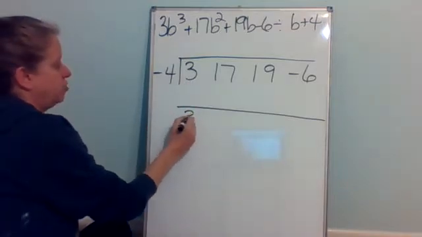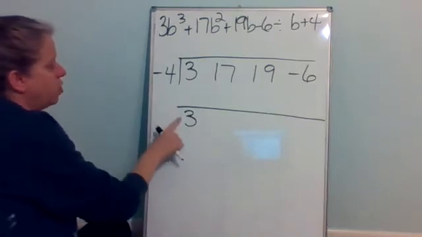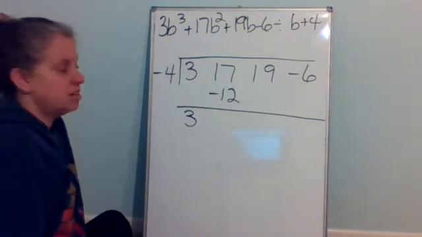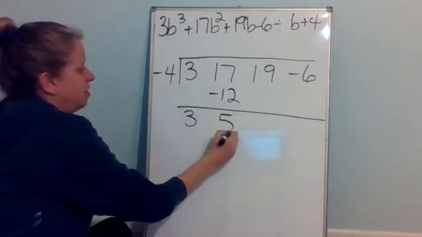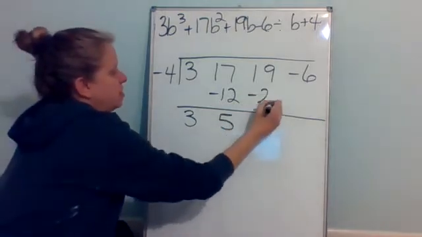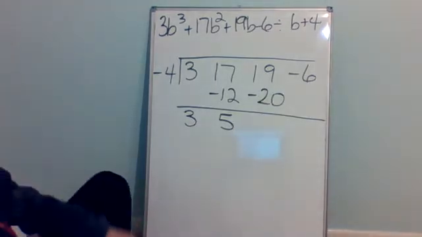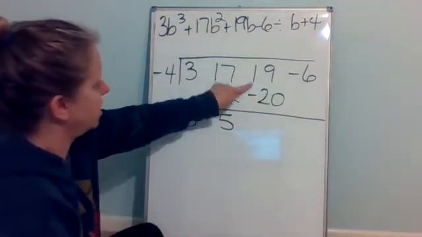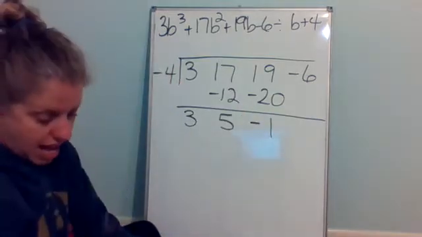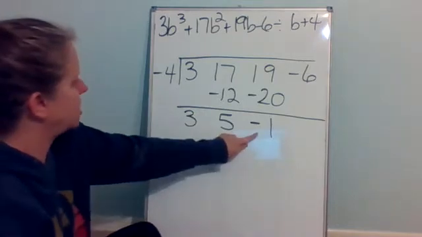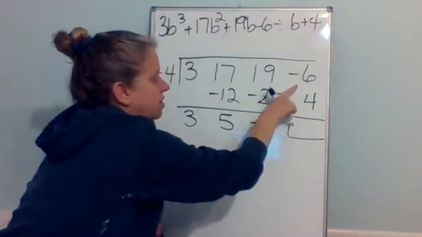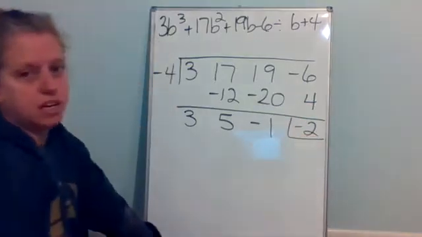Same motions. Drop down your 3. Negative 4 times 3 gives me negative 12. Straight down, 17 and negative 12 gives me 5. Negative 4 times 5 is negative 20. So when I add this straight down, 19 and negative 20 gives me negative 1. And the last thing I have is negative 4 times negative 1, which is positive 4. So here's my remainder. Negative 6 and positive 4 is negative 2.